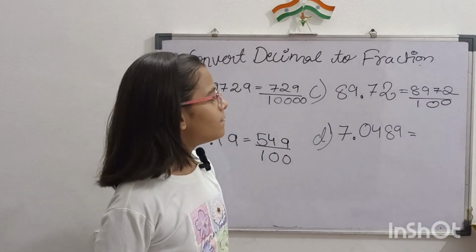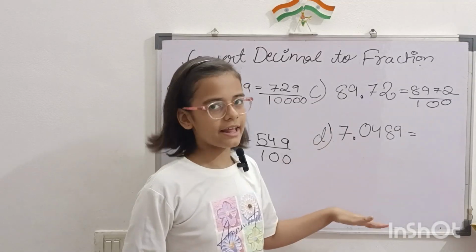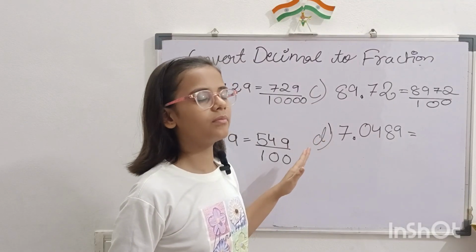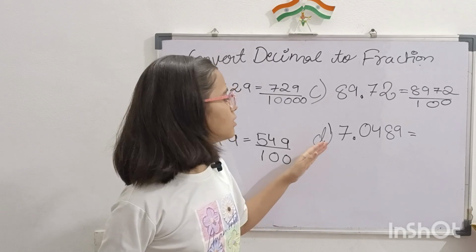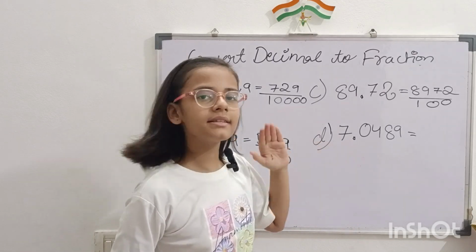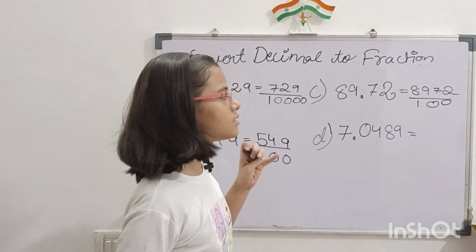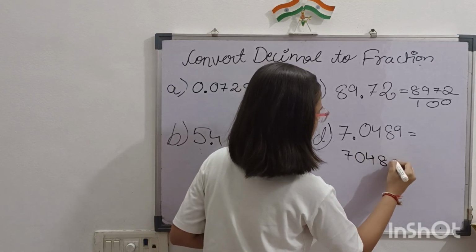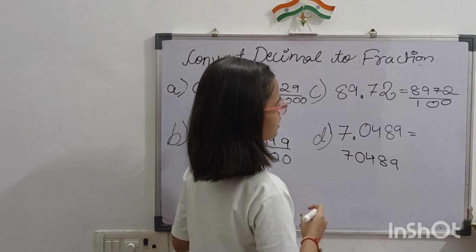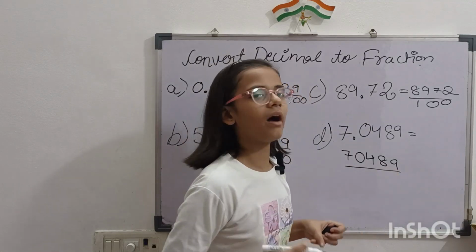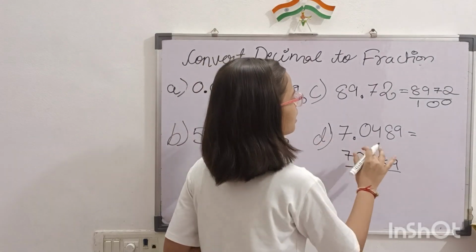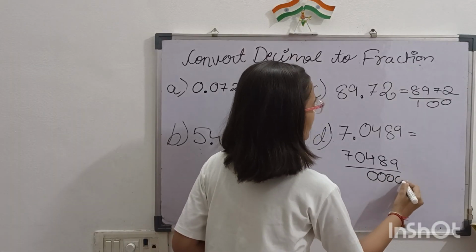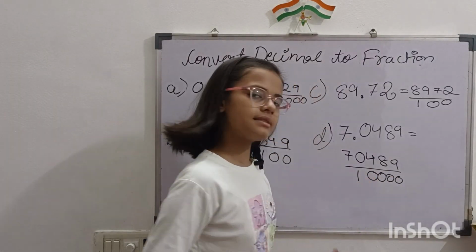Now what we have is a 0 just after the decimal point, but before that we are having a digit. If we are having a number that is not 0 before it, after removing this decimal point, that has value. Means the numerator is 70,489 and we have to count the number of digits after the decimal point. There are 4 digits after the decimal point. You have to write 4 zeros here and add a 1 before them. And this is our answer.